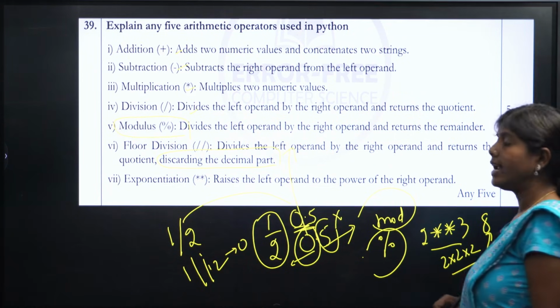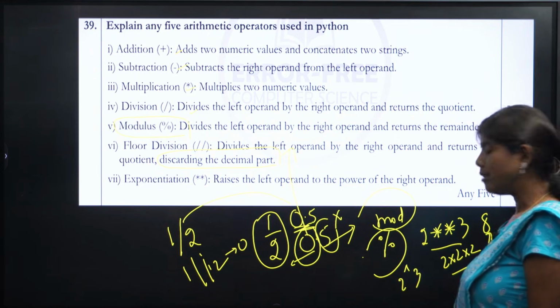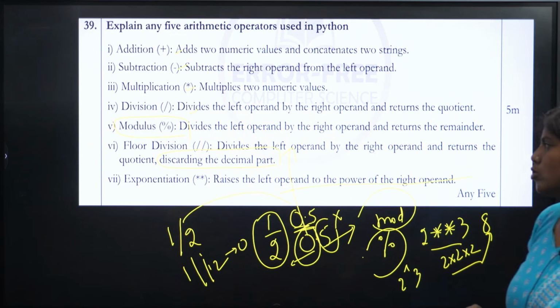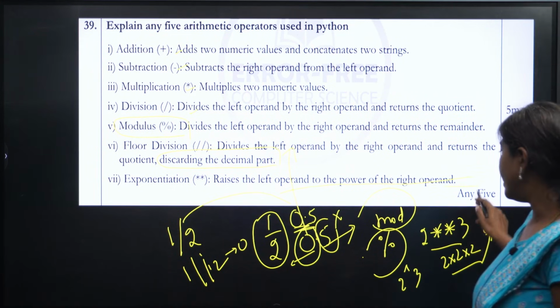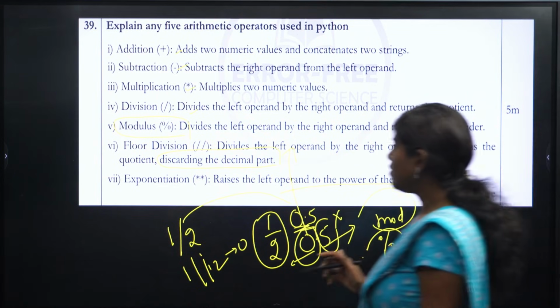So how can you write like this? You can't. You have to write it like this only. Exponential means the result is the left operand to the power of the right operand. Effectively, 2 star star 3 gives 8. Okay, we'll go with the next question now.